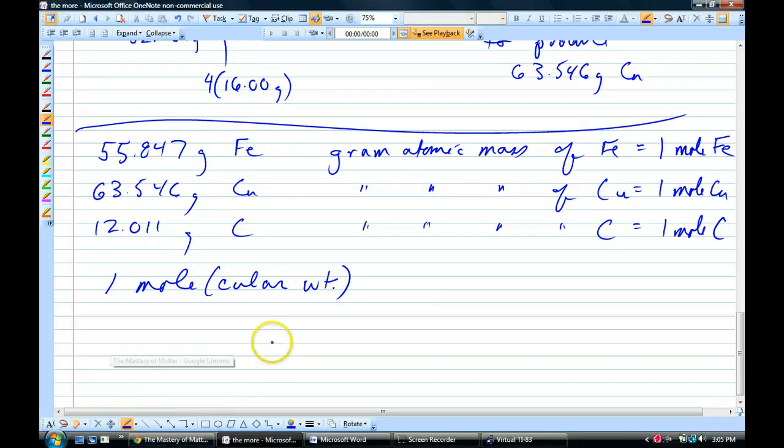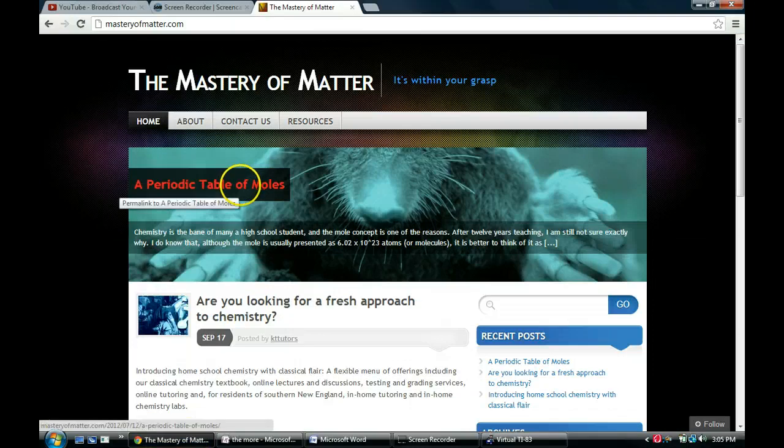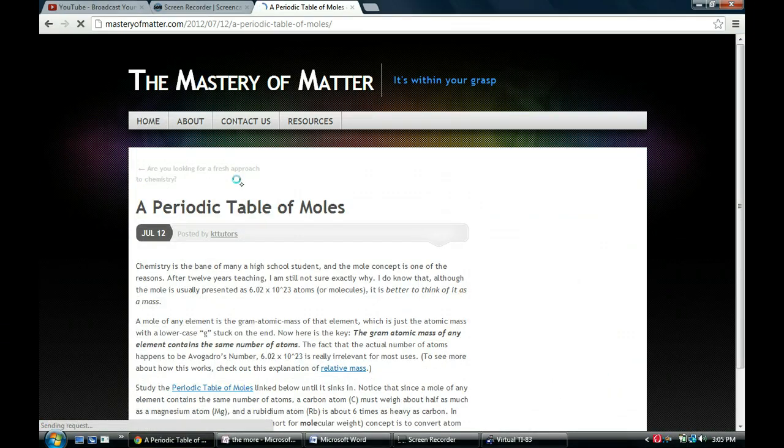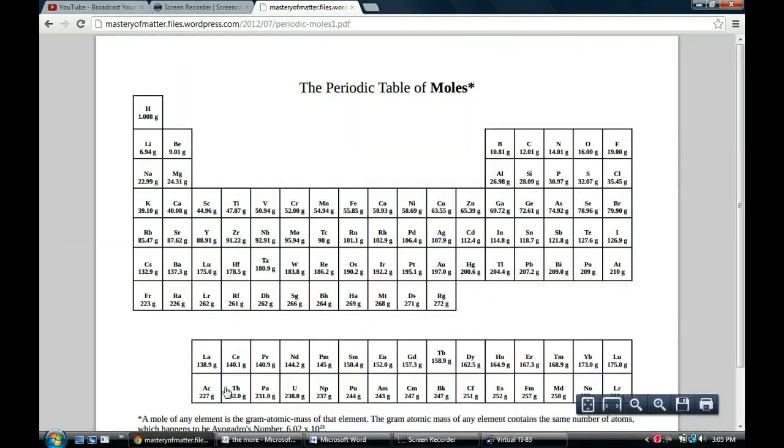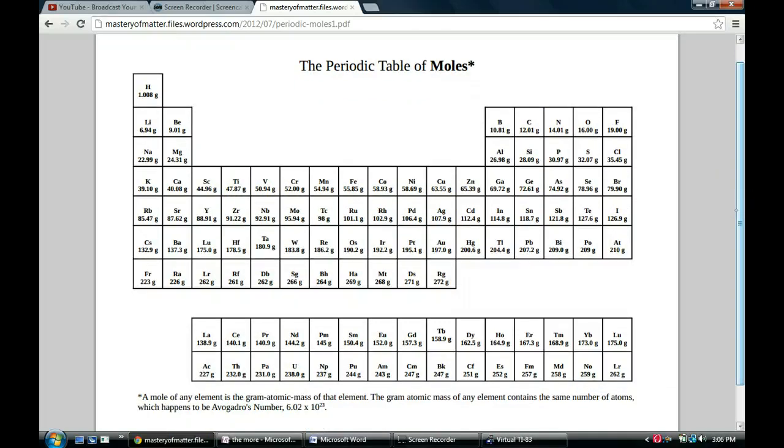You can easily get 1 mole of any element. Just look at the periodic table. Now, I made a special periodic table of moles here that we can look at. All I did on this table is I took a normal periodic table and I just put a G on the end of each of the atomic masses. And this becomes then a periodic table of moles. If you want to know how much a mole of carbon weighs, it's 12.01 grams.